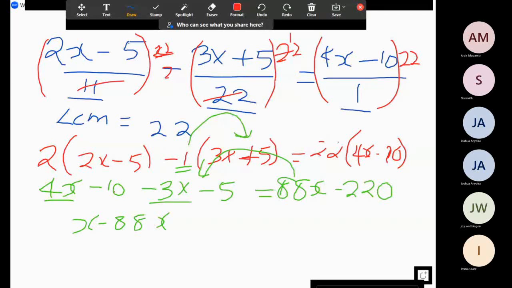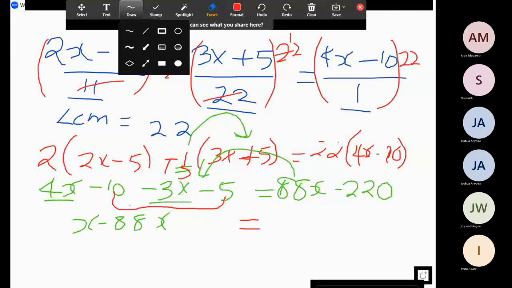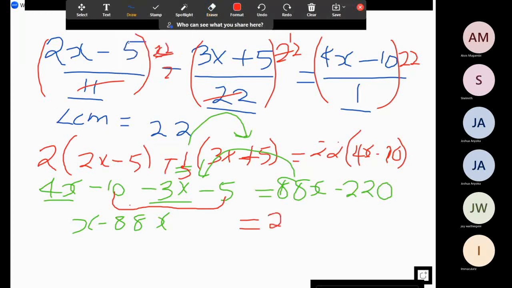This 10 and this one gives us negative 15, which goes to the other side and becomes positive. So negative 15, we take negative 15 to the other side, becomes positive. So negative 220 plus 15. It was a negative, now becomes a positive once it goes to the other side of the equal sign.